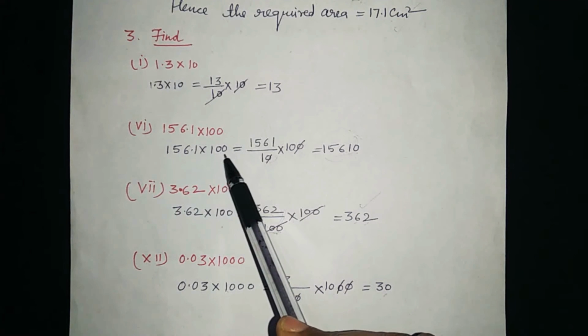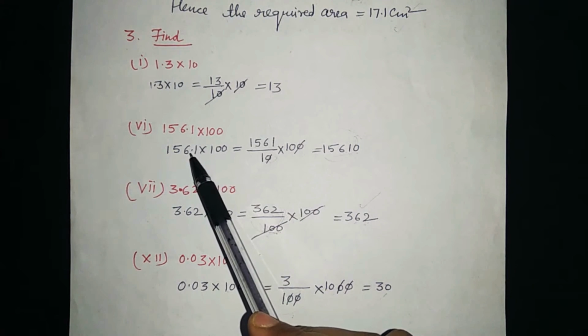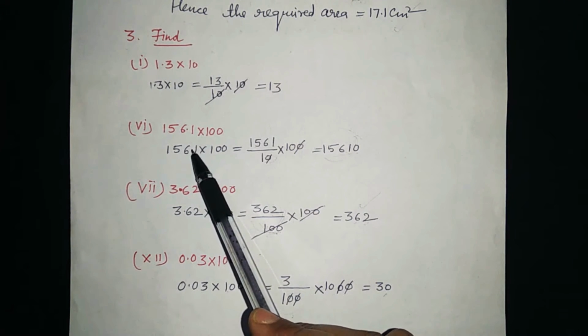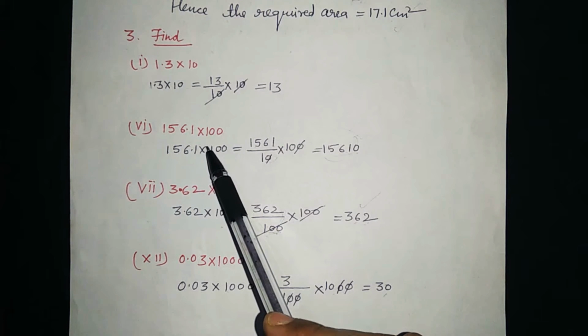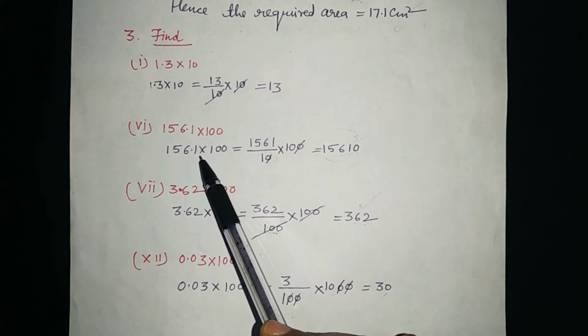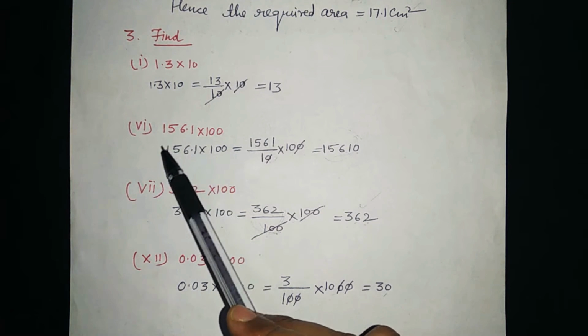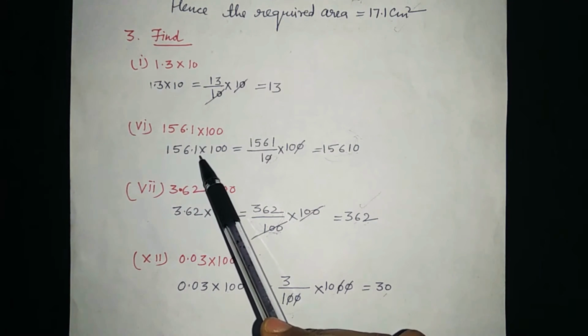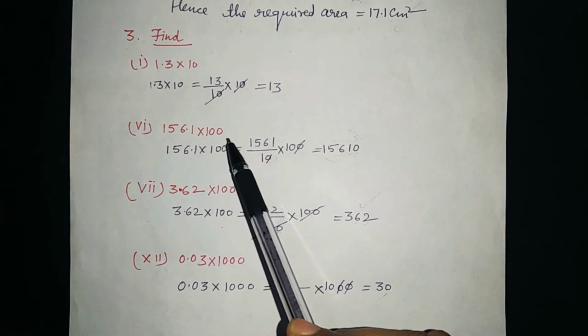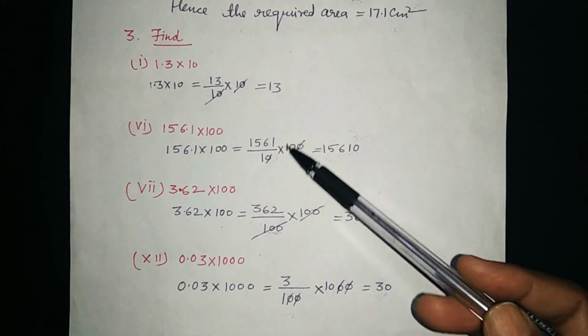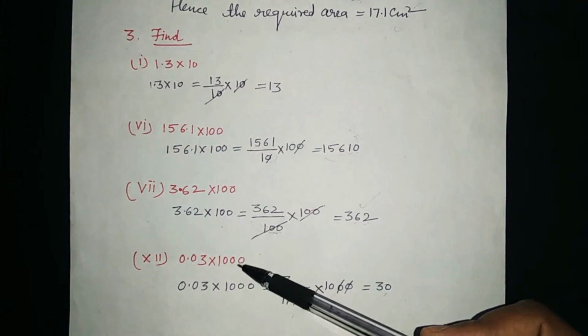In the same way, here 156.1 and here two zeros. So we have to shift this decimal towards the right side by two places. Then what will the number be? The number will be 15,610. Just like you can see this thing for these two parts also.